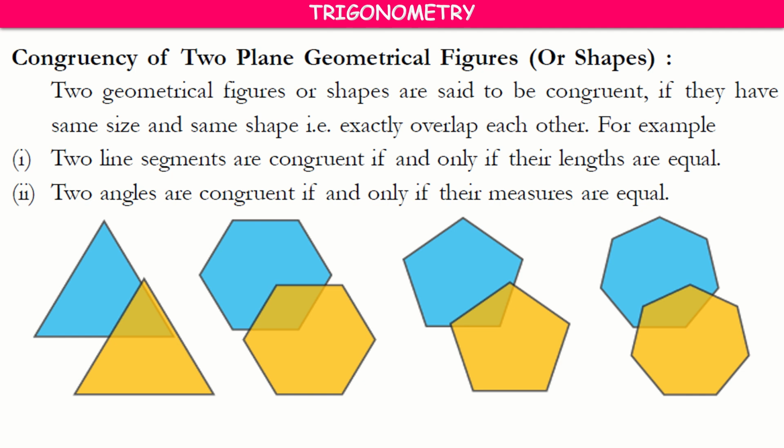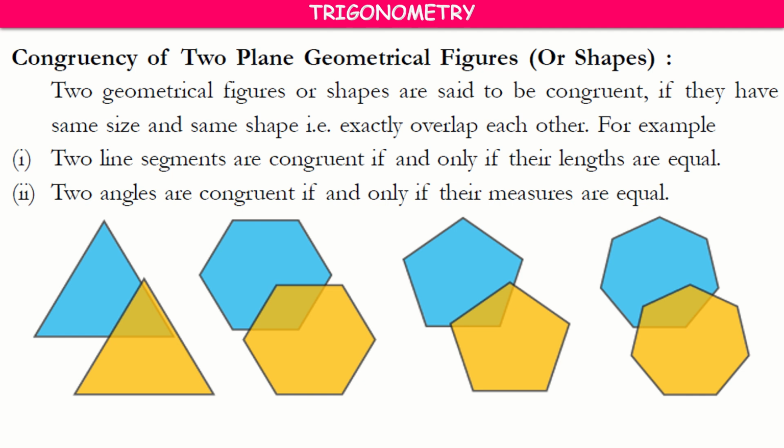If you take our hands and put one upon the other, they exactly overlap. So we can say the two hands are congruent figures. Understand? Exactly overlap means one upon the other, their edges, vertices, and everything must coincide. Okay, so here examples are given.